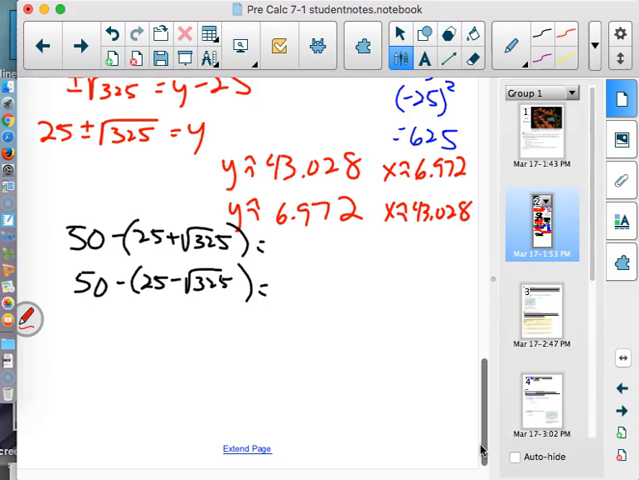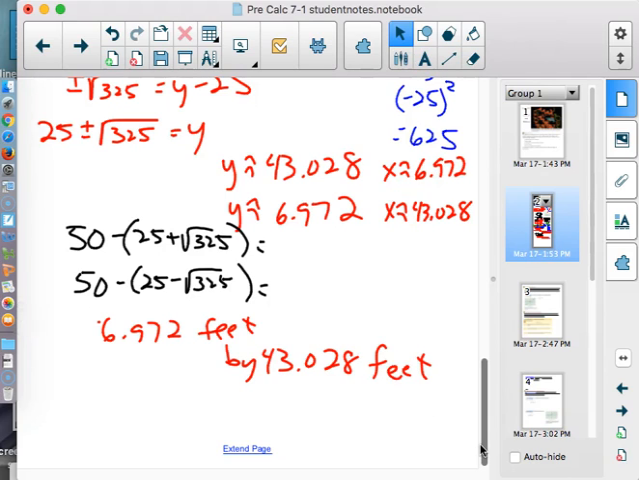So now we need to answer the question. And the question was, find the dimensions of a rectangular garden. Well, those are our dimensions. We just need a label. What was the label, Emma? Feet. Feet. So we've got 6.972 feet by 43.028 feet. Oh, I suppose I better not shorthand that one if I didn't do it the first time. There we go.